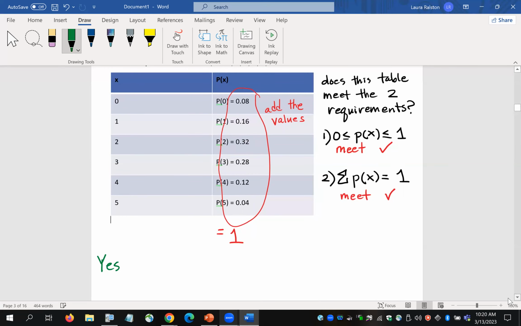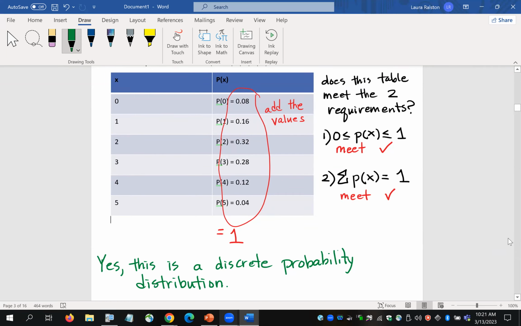Yes, this is a discrete probability distribution. Now, guys, don't overthink it. Again, you're just confirming that this table meets both of those requirements. If it does not, then it's not a discrete probability distribution. Okay, so I know that I have a discrete probability distribution. Questions?